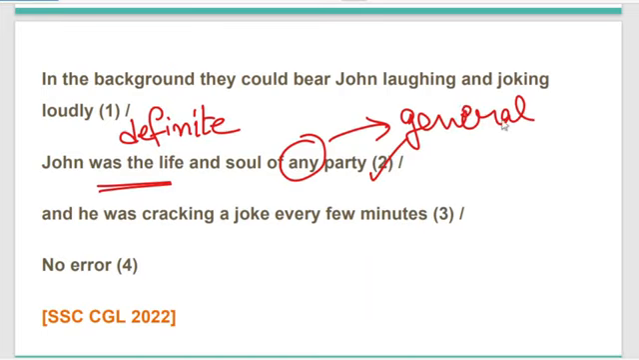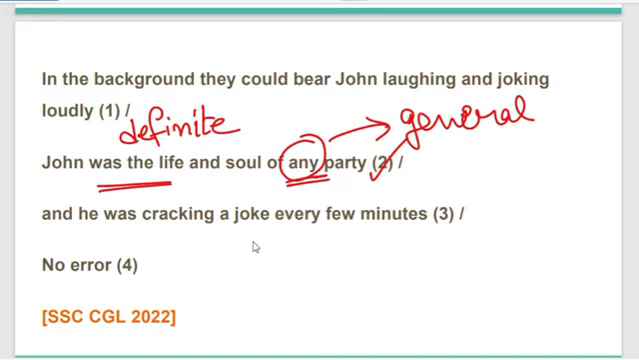Now, in this sentence, we are talking about John, who is present in a party, laughing a lot, cracking jokes, and making everyone feel good, feel happy, feel laughing. Now, when we are talking about a person in a party, how come we can say any party? Any party means any party, like it can be any party happening here and there. But in this sentence, we are actually talking about a person in a particular party. So you can now guess where the error is lying.